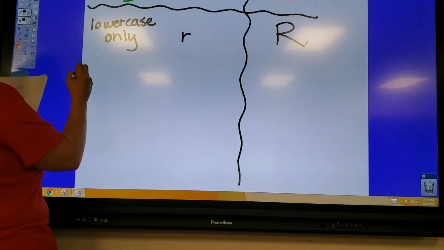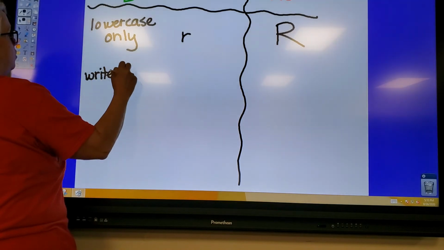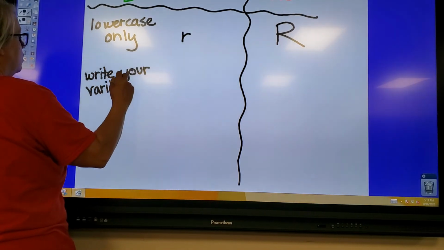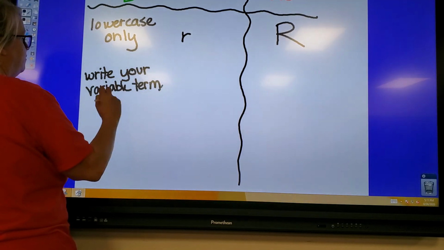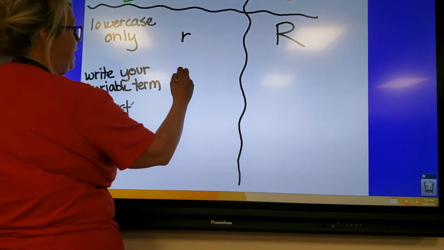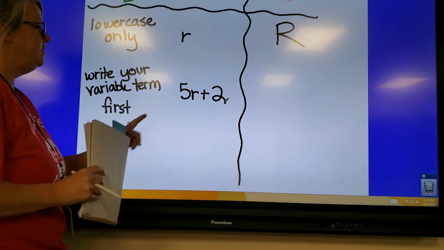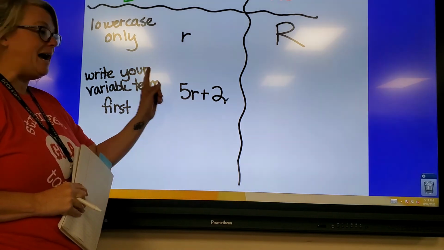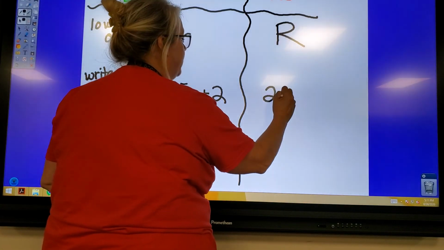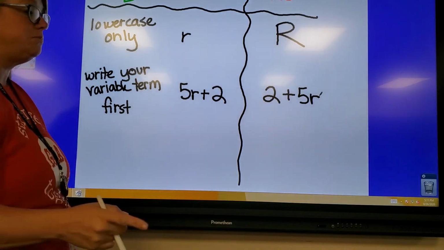The other reminder is you need to write your variable term first. Meaning, if your answer is 5r plus 2, the term with the variable 5r has to be written first. Do not, this is a no, do not write 2 plus 5r. That is not the proper way to write an expression.